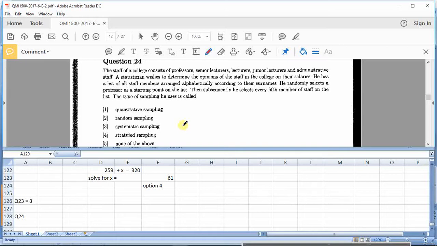We need to recap the theory. Can you get your textbook again? Yes. Can you go to the sampling chapter and can we just revise what these different samplings are? I think it's random or systematic. It might be systematic because it's every 5th member and you've ordered the data. So I think it's systematic, not random.